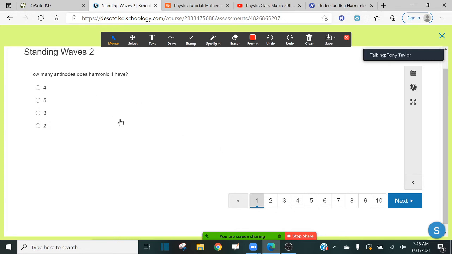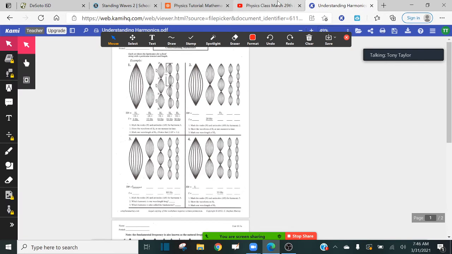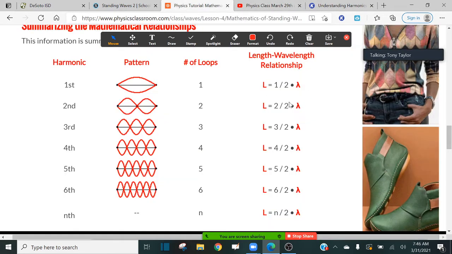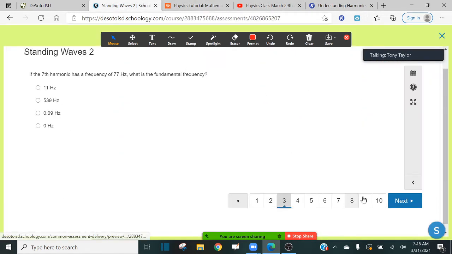Some of these questions are easy. Like for example, right here, so it says how many antinodes does the fourth harmonic have? That should be easy, right? Because the harmonic number should match the number of antinodes. Okay. What I want to do right now, I want to look at a few of these questions that involve these equations here. I want to do some of those with you guys.